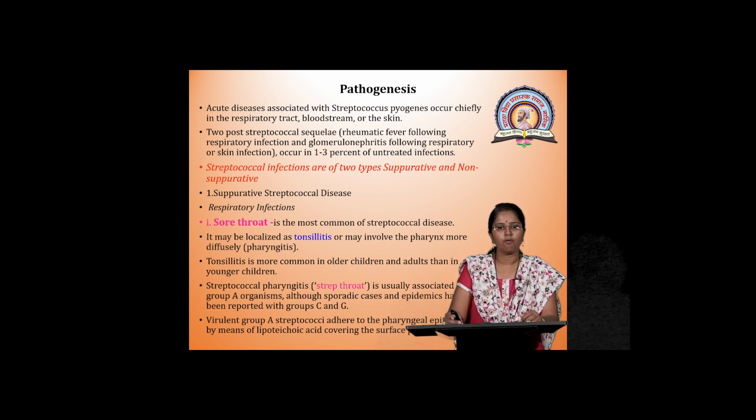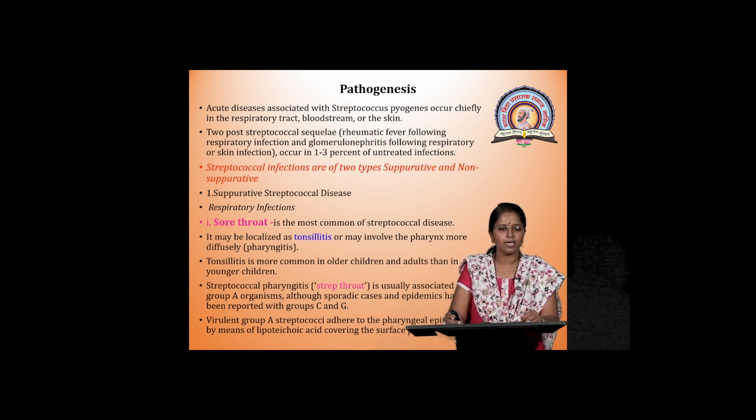Streptococcal infections are of two types, suppurative and non-suppurative. First we will see suppurative streptococcal disease. Among respiratory infections, the first is the sore throat. It is the most common streptococcal disease and it may be localized as tonsillitis or may involve the pharynx more diffusely. Tonsillitis is more common in older children and adults than in younger children. Streptococcal pharyngitis, that is strep throat, is usually associated with group A organisms, although sporadic cases and epidemics have been reported with groups C and G.